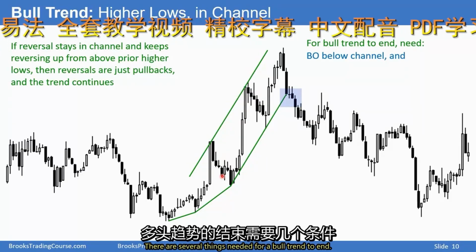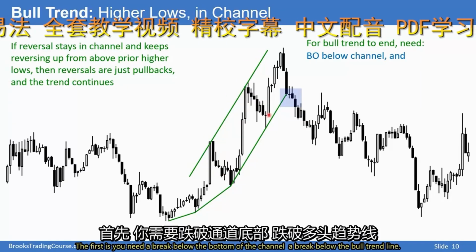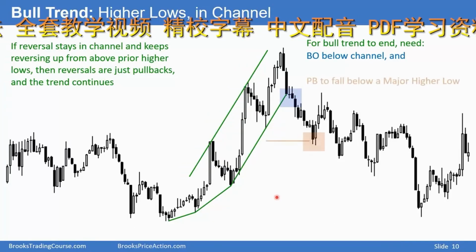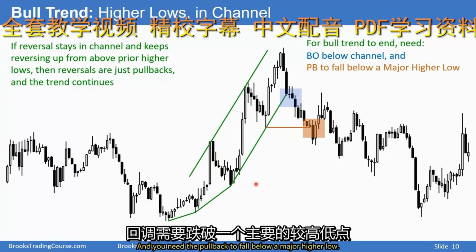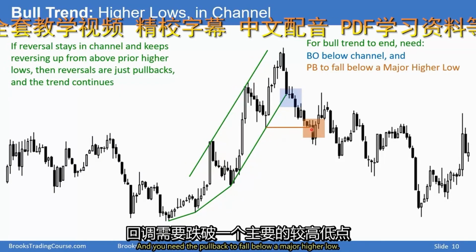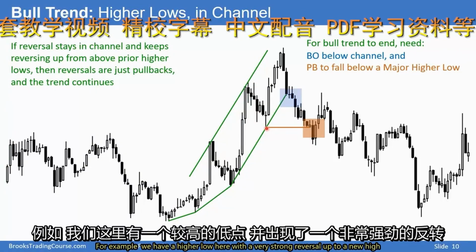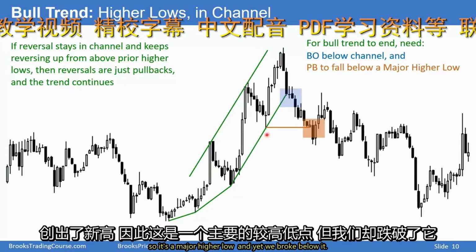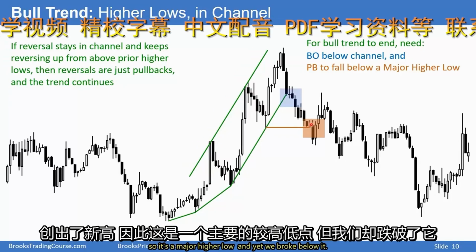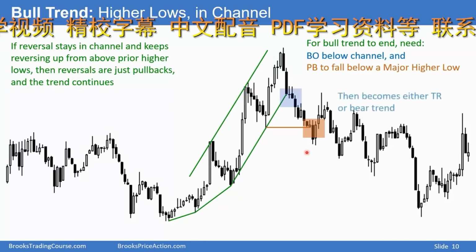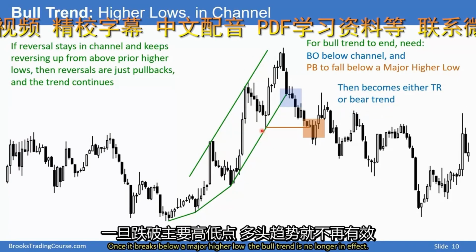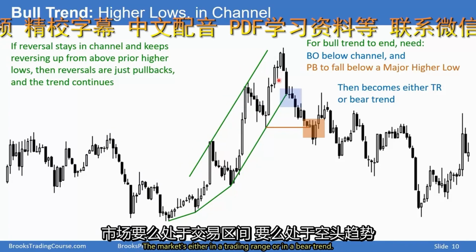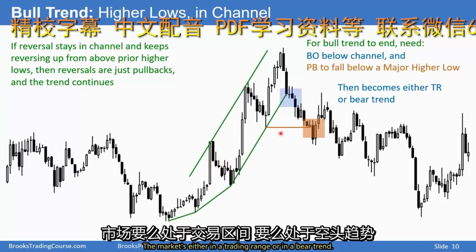There are several things needed for a bull trend to end. The first is you need a break below the bottom of the channel, a break below the bull trend line. And you need the pullback to fall below a major higher low. For example, we have a higher low here with a very strong reversal up to a new high, so it's a major higher low, and yet we broke below it. Once it breaks below a major higher low, the bull trend is no longer in effect. The market's either in a trading range or in a bear trend.